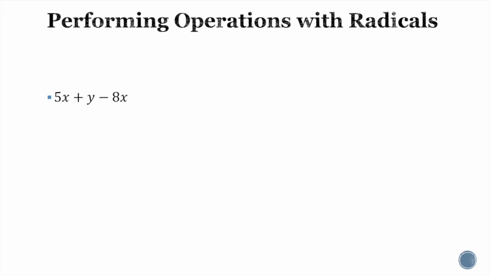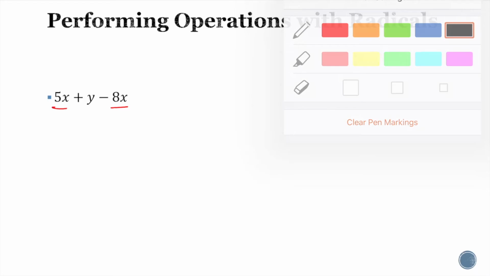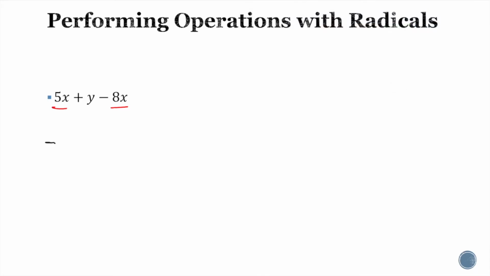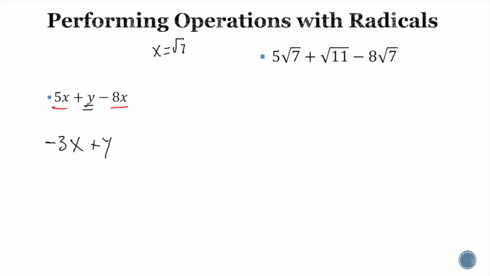Here I have 5x plus y minus 8x, and we are going to combine like terms. Here I have 5x minus 8x, which will result in negative 3x. I don't have any like terms with the y, so I'm simply going to put it next to each other. Great, simple, right? Now here I'm telling you it's the same thing. However, if x was equal to the square root of 7 and y is equal to the square root of 11, that will be exactly what we have here.